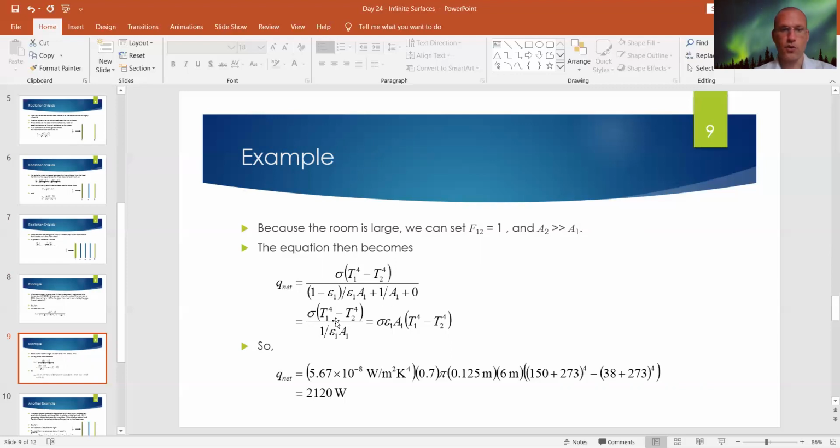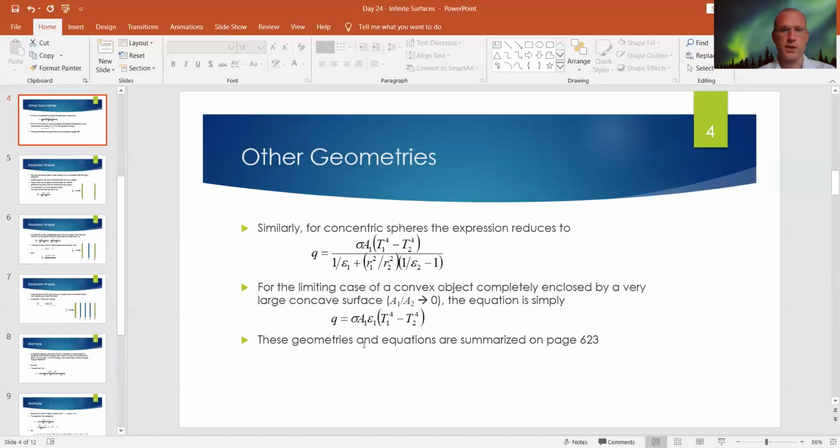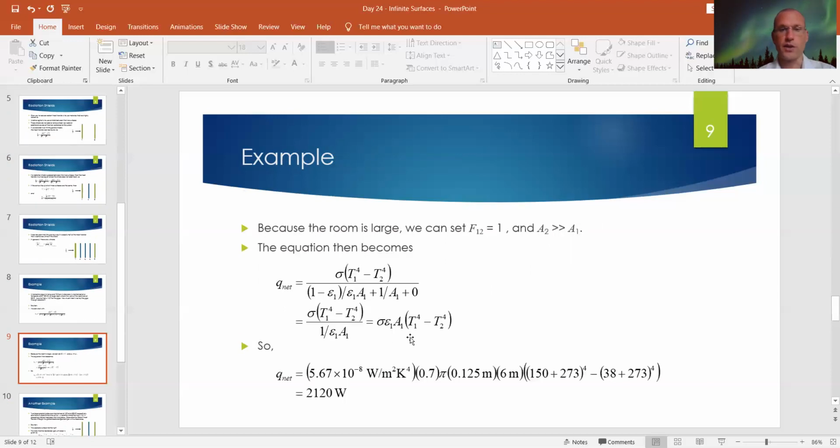I get sigma T1⁴ minus T2⁴. And then this epsilon over epsilon A1 basically just cancel out this 1/A1. All I'm left with is this 1/epsilon 1A1. And because that's 1 over that, I can move it to the top. Sigma epsilon 1A1 T1⁴ minus T2⁴. This again was that shorthand equation we had from slide, where was it? Slide 5 or so. Yeah, so here's my slide right here. That equation is basically the one we're using. I just kind of proved it again.